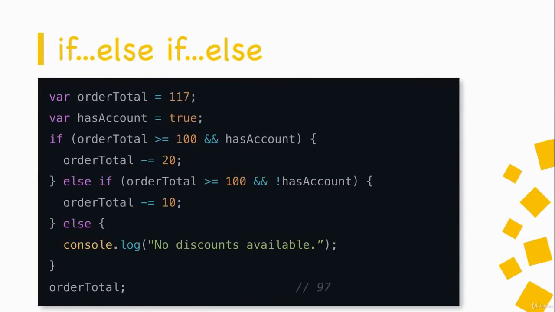So just to recap, if the order total is equal to or more than 100, only then will any discounts be applied. Otherwise, we would skip to the else block and it will log no discounts available. Now, if the order value is equal to or more than 100, then we have to check for hasAccount. If hasAccount is true, then the first if block gets executed and we get a $20 discount on our order. If hasAccount is false, then the second bit of code gets executed and we get only a $10 discount on our order. And otherwise, it logs to the console, no discounts available. And that's how this code will work.